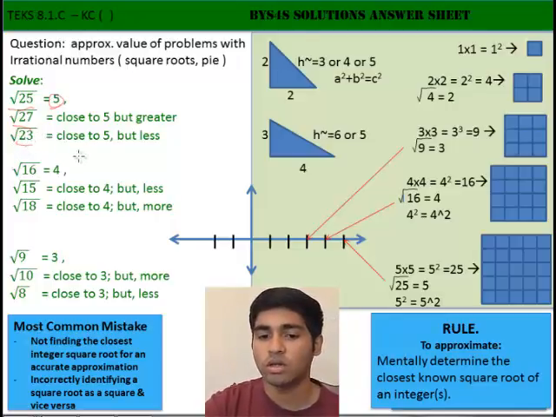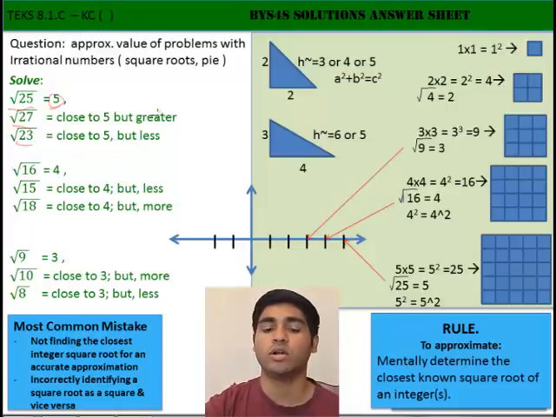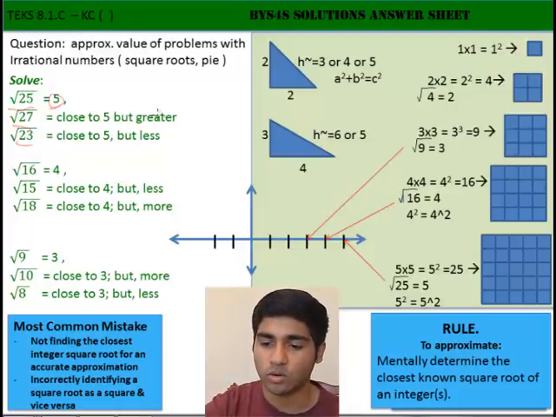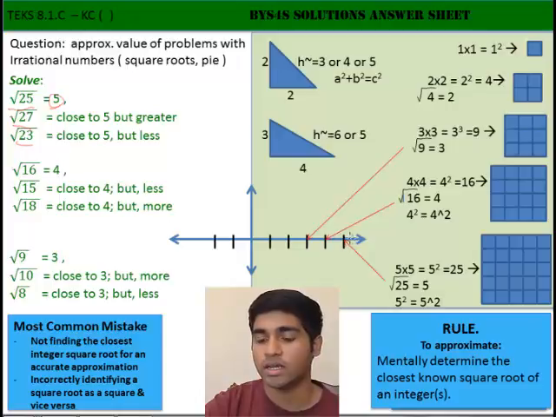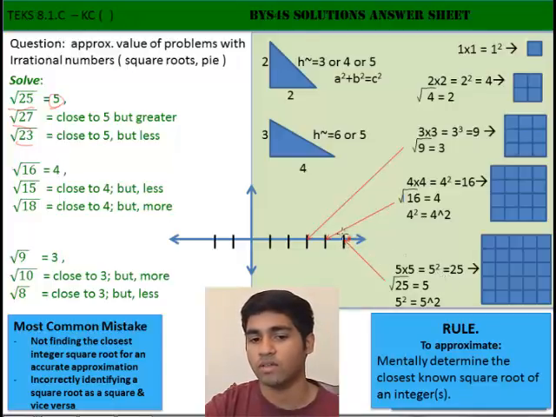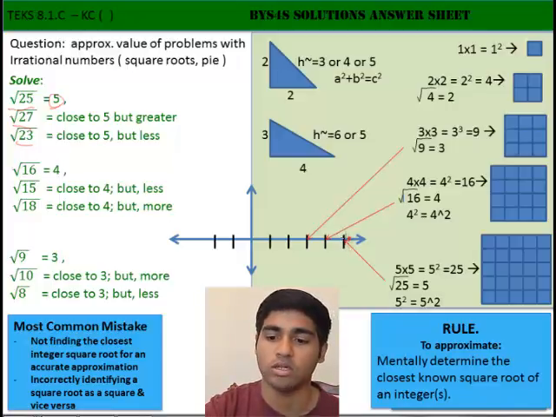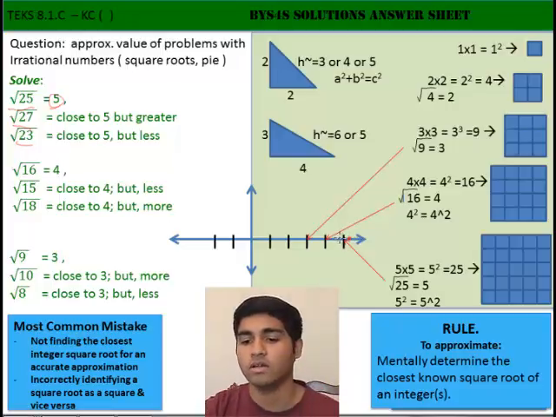And so on the number line, the square root of 27 would be somewhere around here because we know that 5 squared is 25. And so the square root of 27 would be a little bit above that, and the square root of 23 on the number line would be around here, a little bit lower than 5.